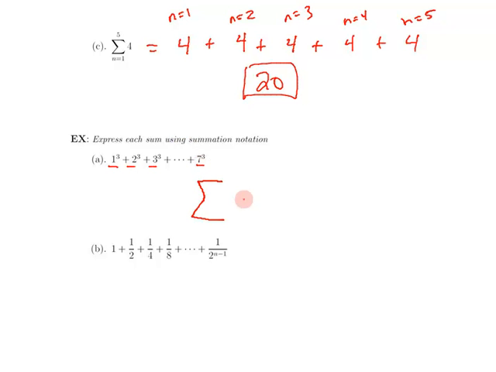So let's say that I have now this number 1, 2, 3 going up to 7. That's my index. Let n go from 1 to 7. And then the inside will be whatever n is cubed. And that is equivalent to this sum.